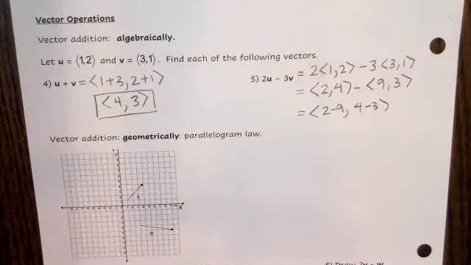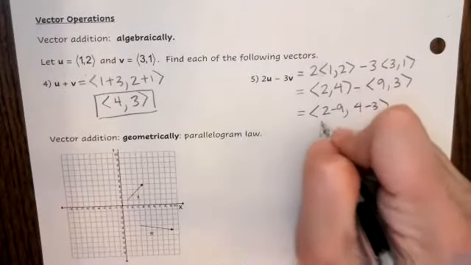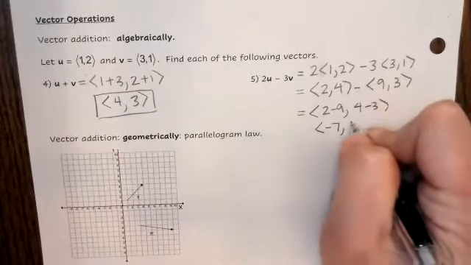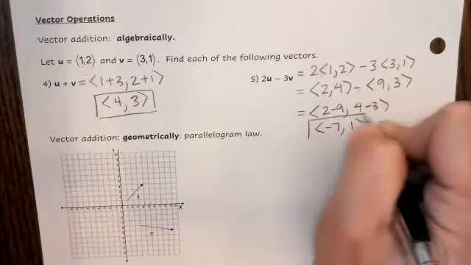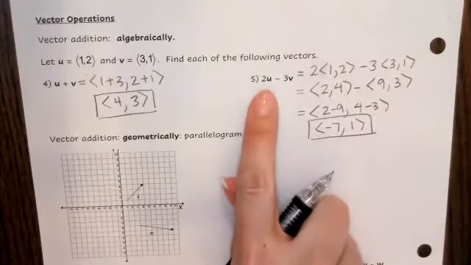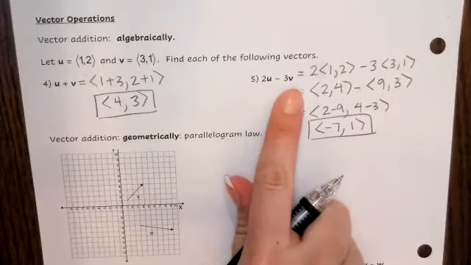You're subtracting both of those like terms, so you want to do that to both of them. And so that gives us -7 and 1. There's the new vector created by multiplying u times 2 and v times 3.